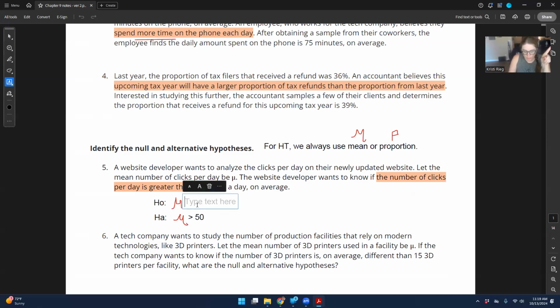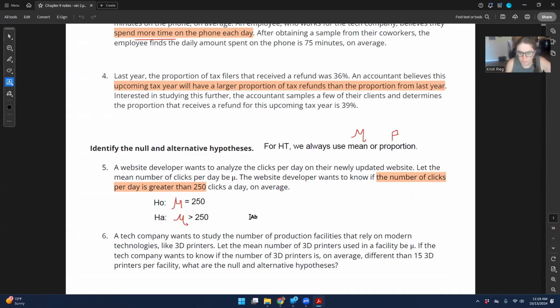The null is always equal. So that's supposed to be 250. So we write the alternative, and that's the claim in symbols. The number of clicks per day is greater than 250. Mu is greater than 250. And then for the null, we say that same situation, but it's always equal. So we change it to equal. So we're trying to figure out, is the average number of clicks per day 250, or is it more than 250? Those are our hypotheses for this question.